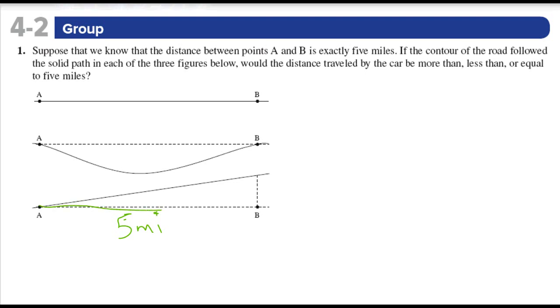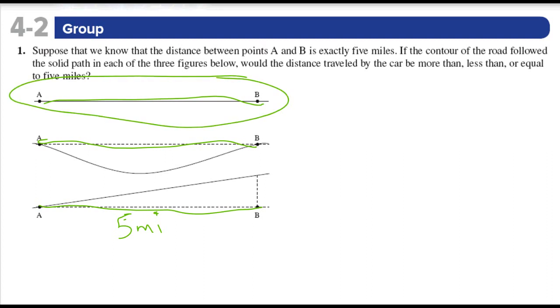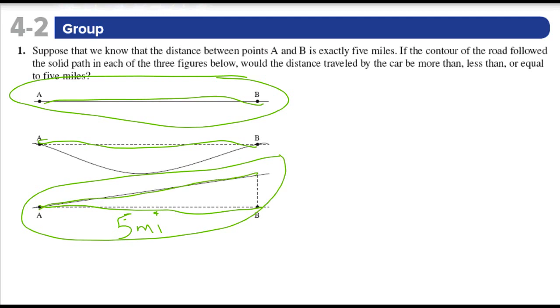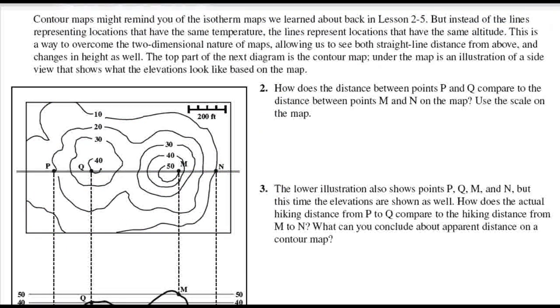from A to B. So this is 5 miles, and this is 5 miles. And what you're supposed to notice is that the shortest distance is going to be this one. If you have this situation, you'll actually drive further going this way. Okay. Let's go on to question 2.